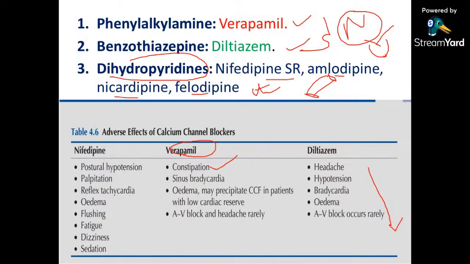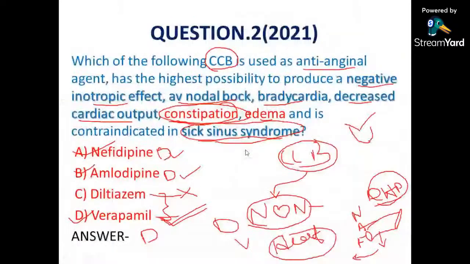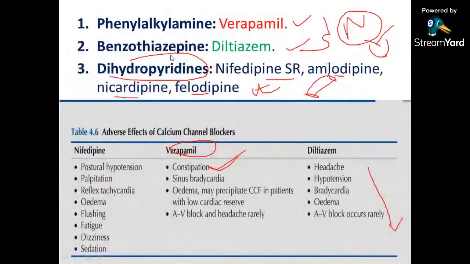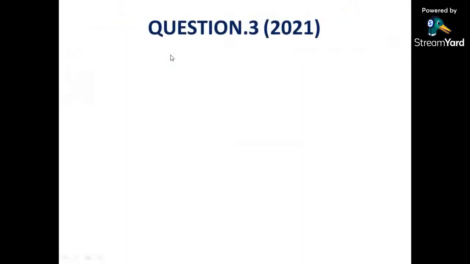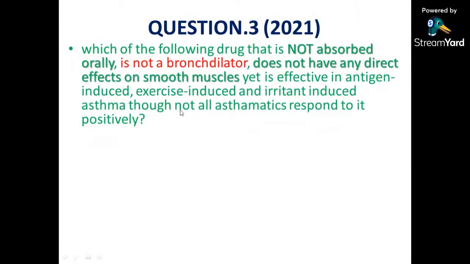And yes, based on the side effect also, it is very easy for us to understand which drug will be the drug of choice. I think the second question is also clear to you all. Now we'll go back to the third question. Let me read out the third question.